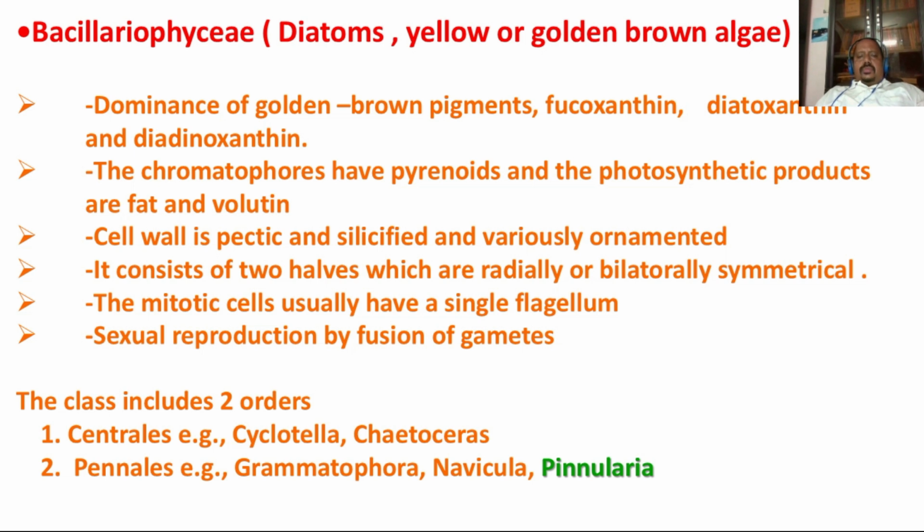It contains 2 halves which are either radially symmetrical or bilaterally symmetrical. That means it's a round box type where the symmetry will be radial, or it is a square type where bilateral symmetry can be seen. The motile cells usually have a single flagellum, and the sexual reproduction is by the fusion of the gametes.